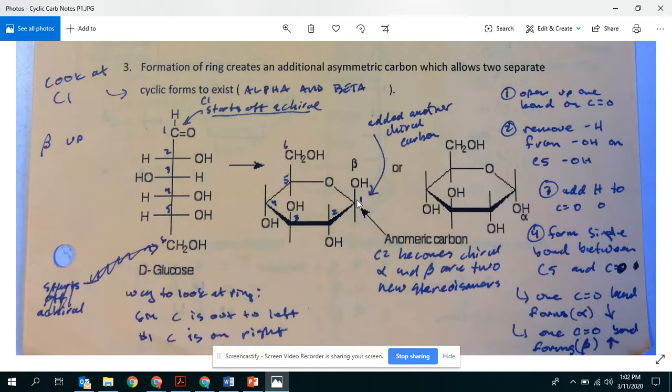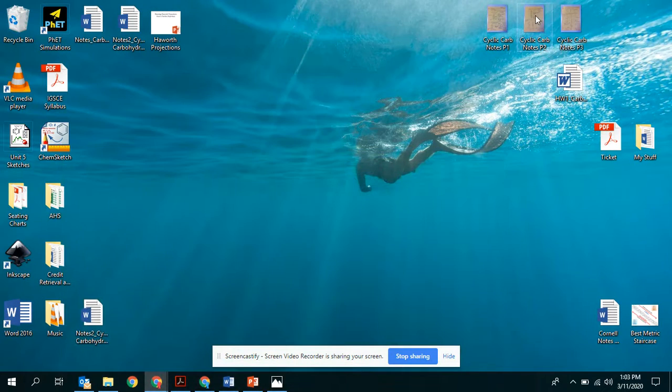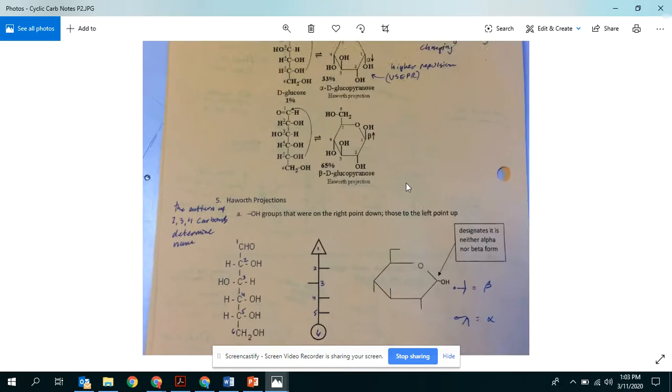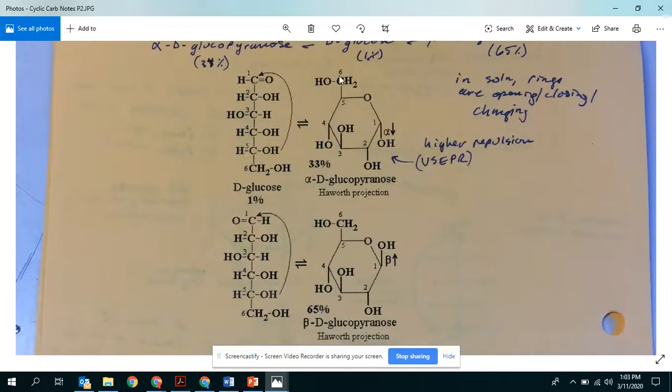And so let's see here. So an additional chiral carbon emerges. So because of that, we get these 2 different stereoisomers, the alpha and the beta form. Not sure I explained that all that well, but hopefully you got the gist of that. So page number 2, part 4. Again, go back and pause that as needed.